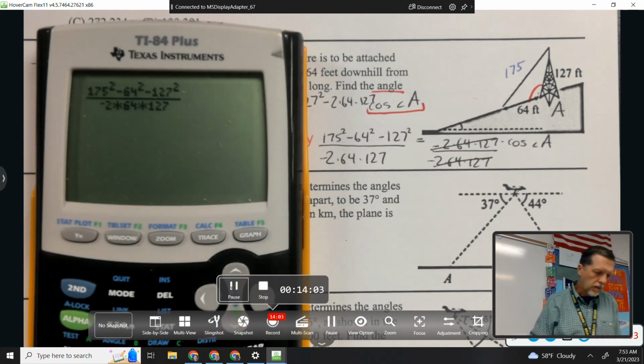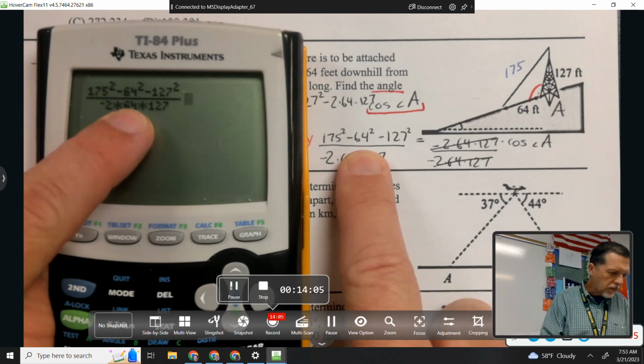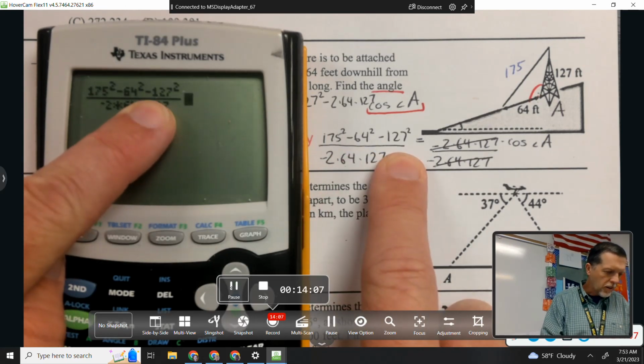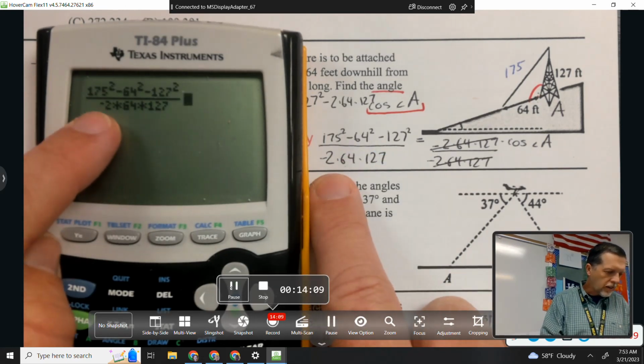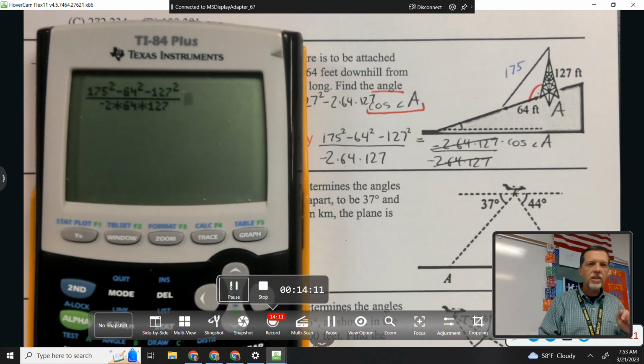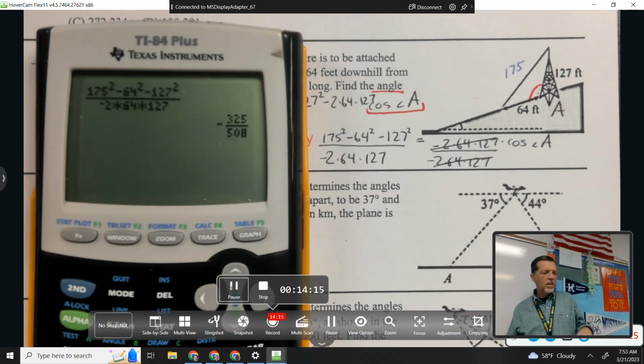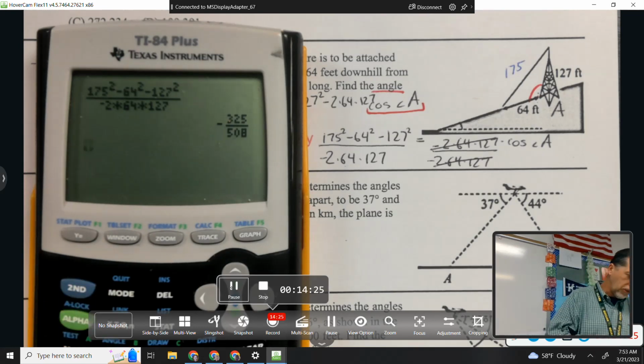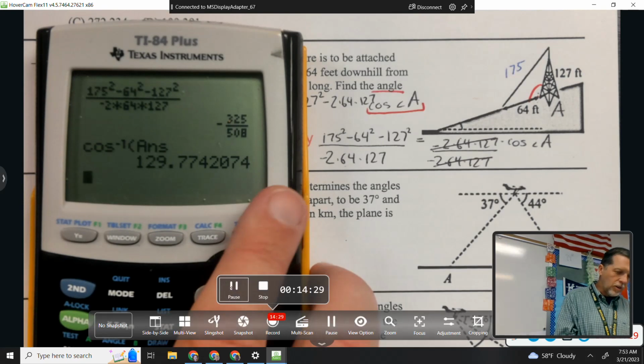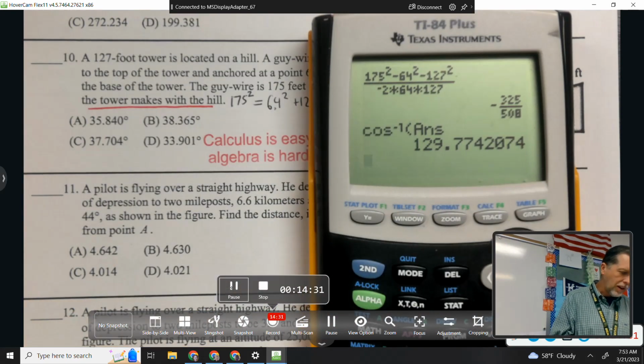Let's see, 175 squared minus 64 squared minus 127 squared, all of that over negative 2 times 64 times 127. Weird fraction. That's not my answer, though. How do I get my answer? Inverse cosine that. So the cosine equals that thing. I want the inverse cosine of that. I need to undo the cosine. And then hopefully 129 is one of my answer choices.